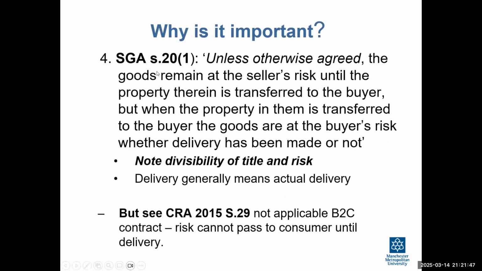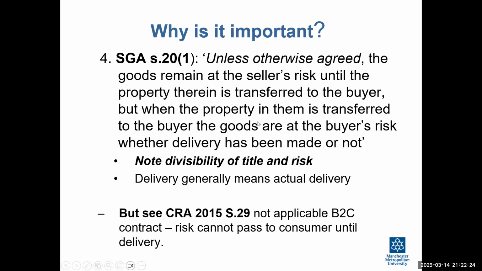Now, still talking about why it's important, unless otherwise agreed, this is the provision: the goods remain at the risk of the seller until property passes therein to the buyer. But when the property in them is transferred to the buyer, we always say risk follows property. Risk follows property, except in consumer contracts. So you see that there. Happy to see that it's there in section 29. And know that you can divide title and risk. It can be divisible, but this is a general rule.